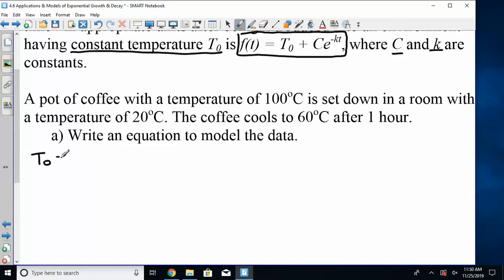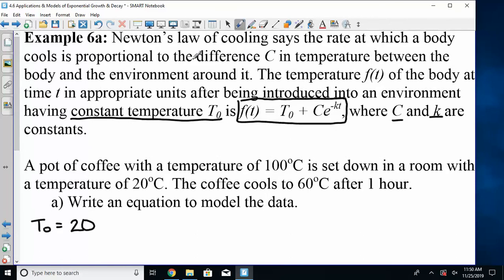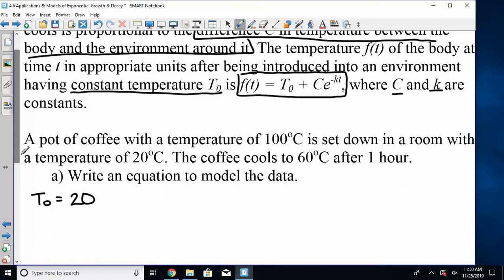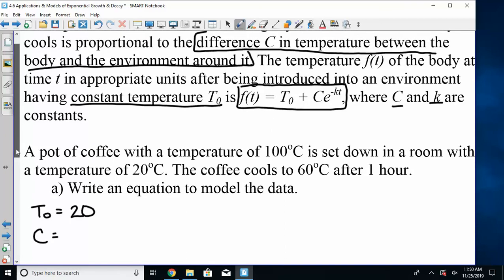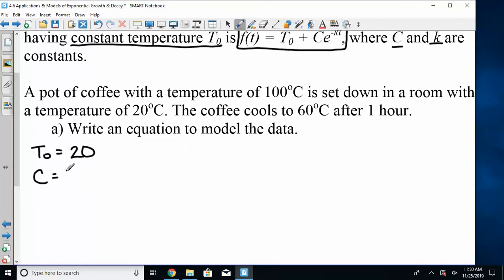So T sub 0, that is the constant temperature. What is that? 20 degrees Celsius. That's the temperature of the room. We know C is a constant. C is the difference in temperature between the body and the environment around it. So difference means you subtract the body and the environment, so it would be like my coffee minus the room. So my C in this problem is going to be 80.